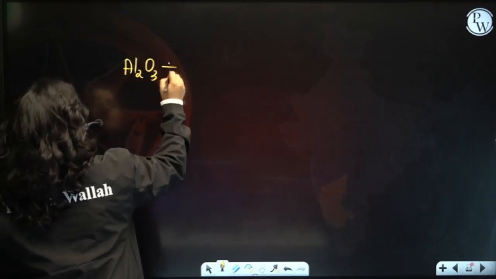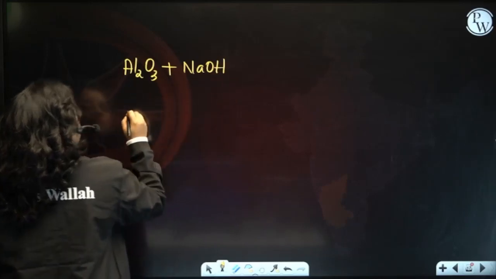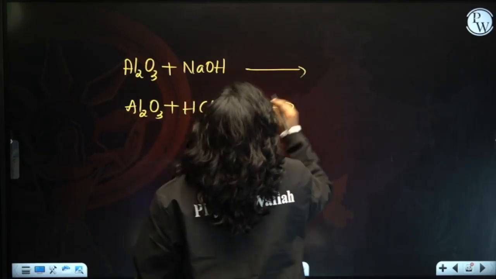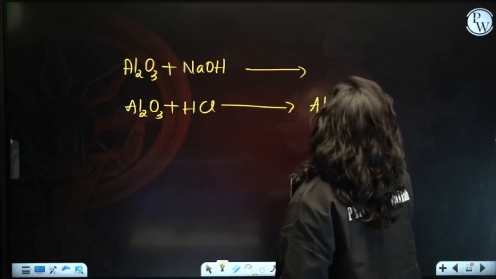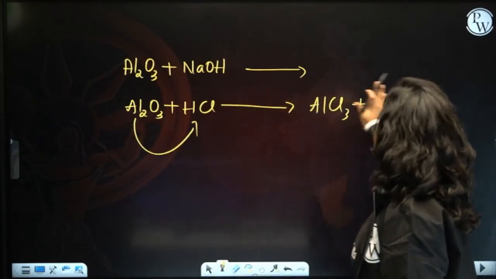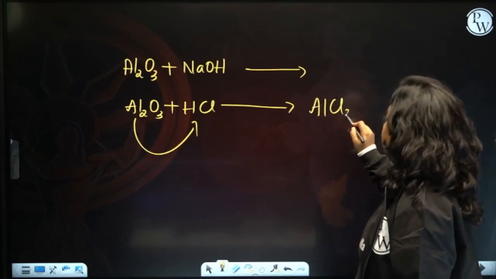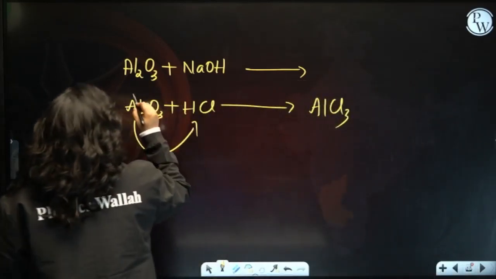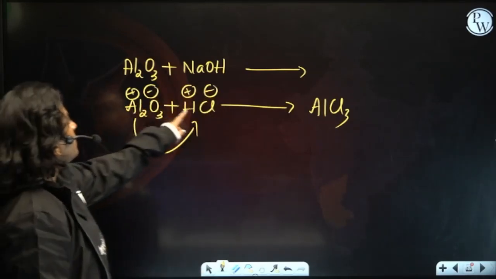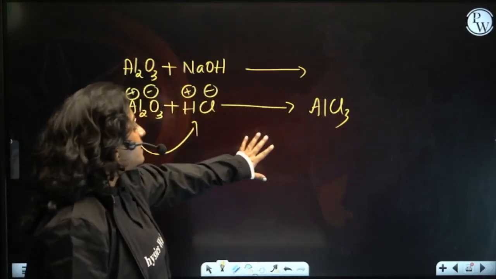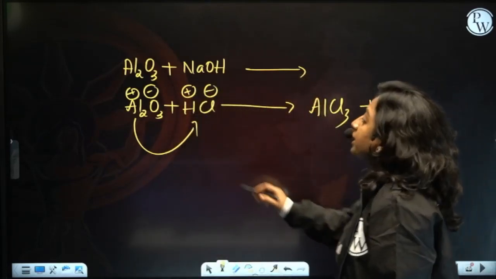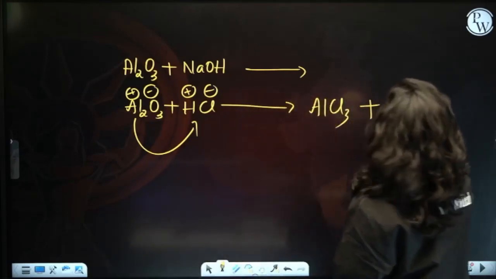Al2O3 reacts with NaOH. Al2O3 reacts with HCl. So we should write the reaction: Al2O3 plus HCl. Aluminium is positive here, oxygen is negative. Hydrogen is positive, chloride is negative. So aluminium should react with the negative part, and you get AlCl3. Why 3? Because aluminium's charge is plus 3. What is the byproduct you're getting? H and oxygen would react to form water.